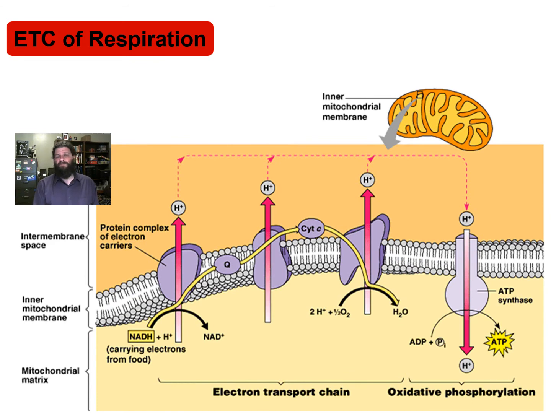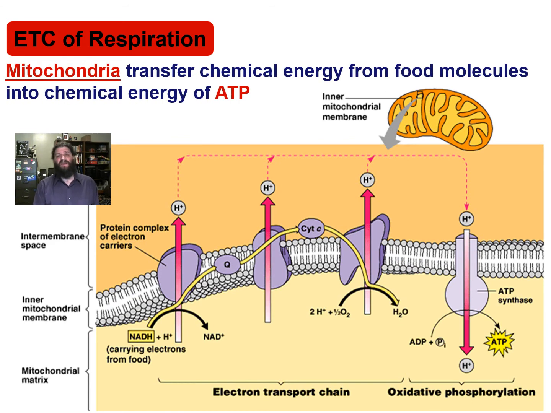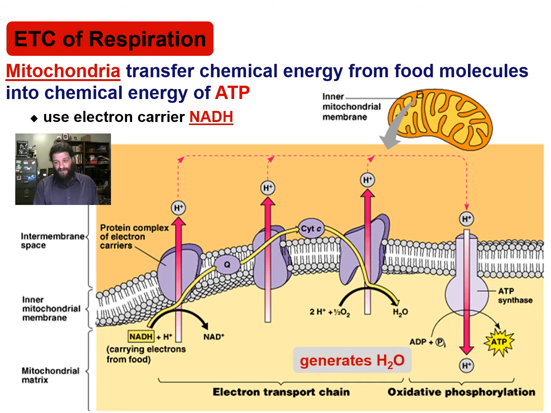Quick review of electron transport, just for comparison's sake. This is taking place in the mitochondria, using the movement of the electrons to generate that proton gradient to make ATP. In this case, the electron carrier is going to be NADH, and we're going to ultimately generate water as the final electron acceptor.